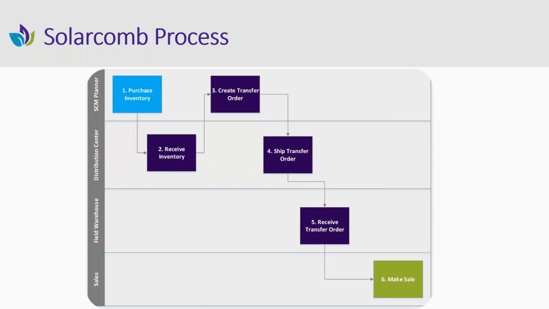So we're going to walk through a couple of different processes at the highest level, and first we're going to walk through how a product might move through the story of SolarComb. So it's going to be purchased by a buyer or the supply chain management planner. The distribution center in Nairobi is going to receive it. Then that planner is going to create a transfer order to move that product from Nairobi at our distribution center to a field warehouse in Kisumu, where a sales agent is then going to sell some of that inventory. So this is kind of the life cycle of a product coming into the ownership of the organization, being moved around within different warehouses, and then being committed out by being distributed or sold to a customer.